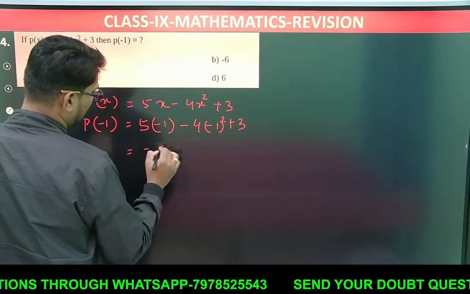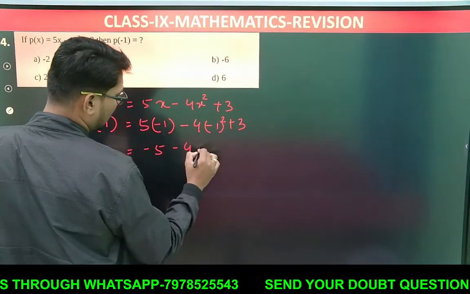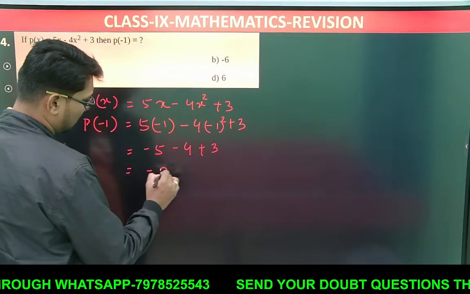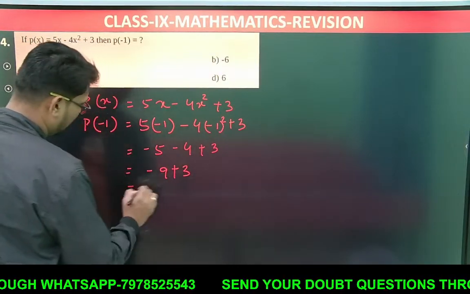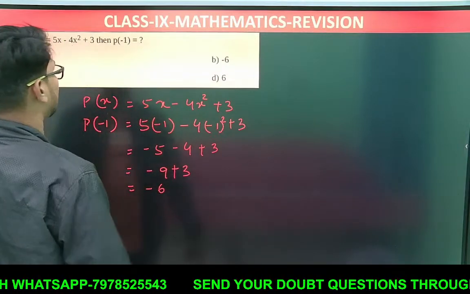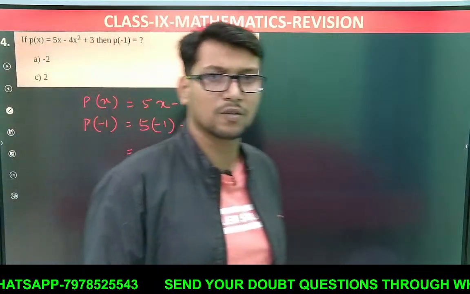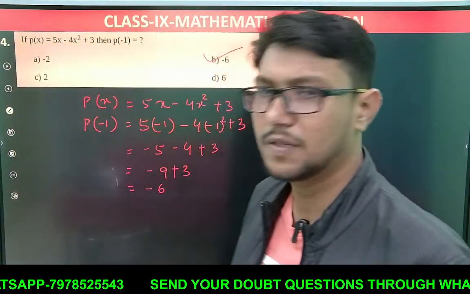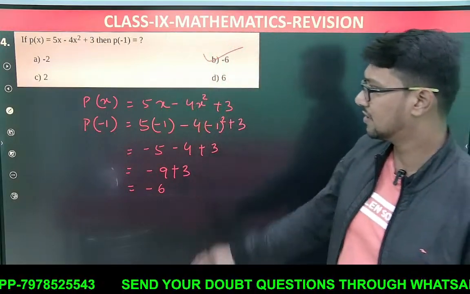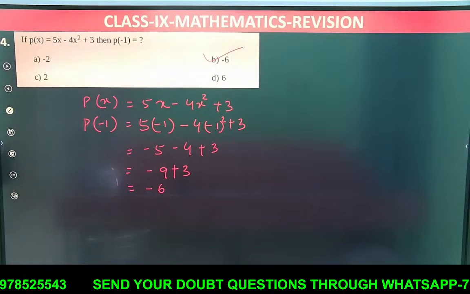So that is minus 5. Then minus 4 into 1 plus 3. So therefore minus 5 minus 4 is minus 9, plus 3, which equals minus 6. Is it there in the options? Yes, it is there. That is B. Question number 4, option B is the correct answer. So check it. If you have any doubt, you can ask. Let us move to the next question.